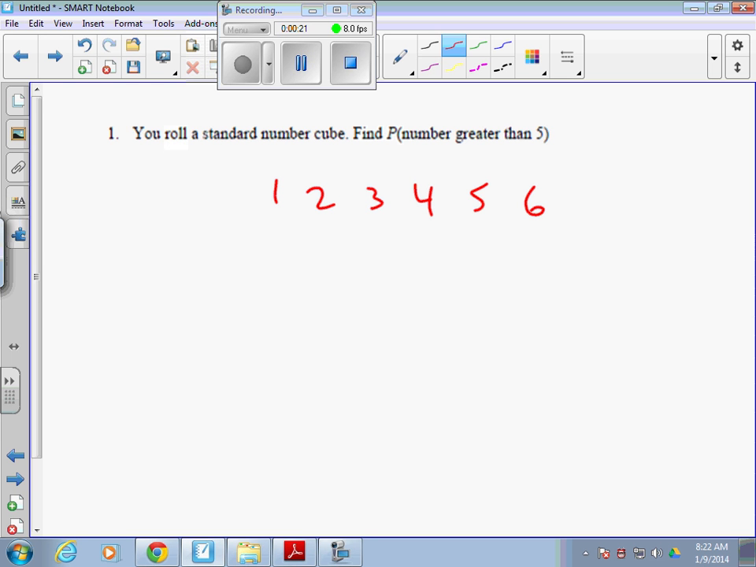It says find the probability. Anytime you see P of something means probability. Probability equals the favorable outcome, whatever you're looking for, over the total outcome. Remember, that's the difference between probability and odds. Odds would be favorable over unfavorable. Probability is over the total.